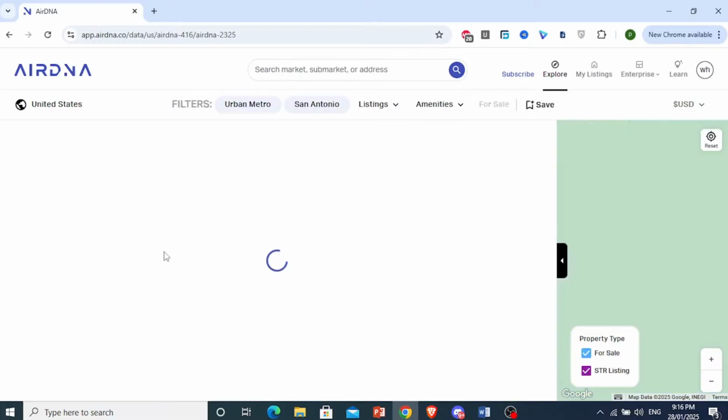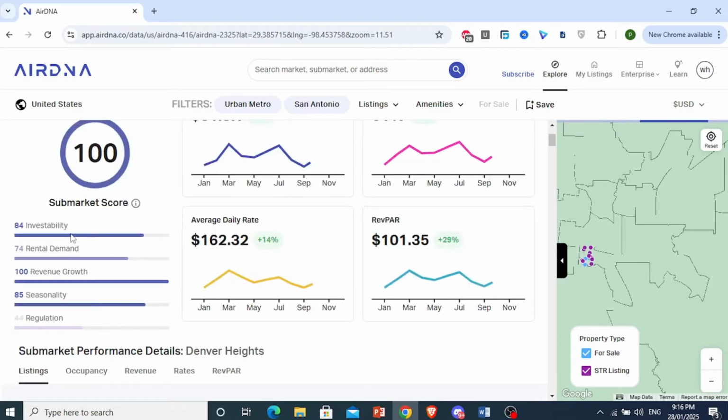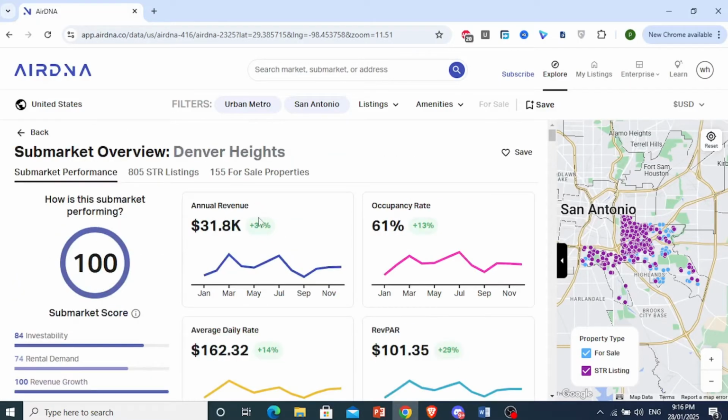Okay. As you can see, the market score seems to be 100. So the submarket is performing at a score of 100, and they have 5 metrics for this: investability, rental demand, revenue growth, seasonality, and regulation. So the rental demand here is quite high, about 74.